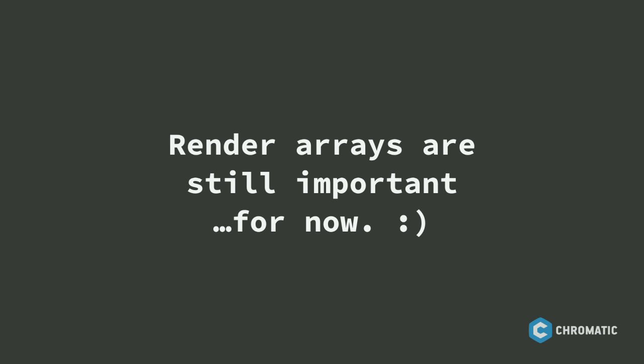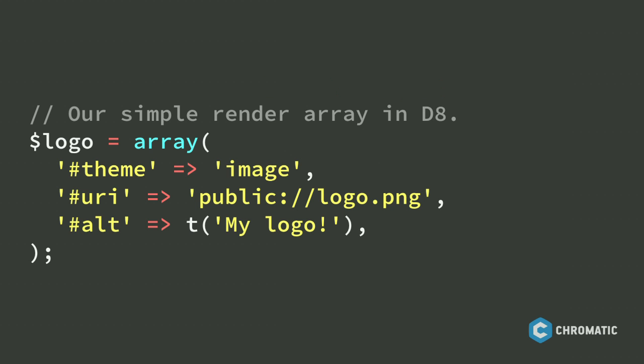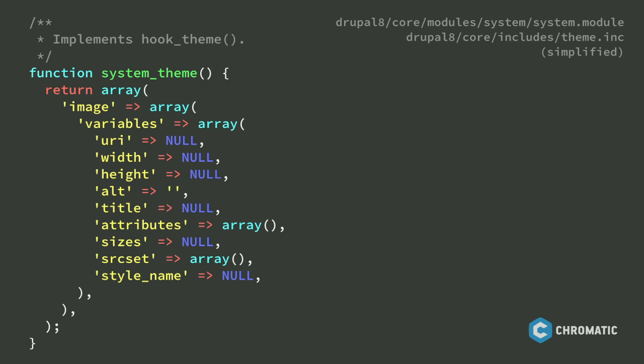Render arrays will still play an important role in Drupal 8 for years to come until they're replaced. And that wraps up what I've got for you on render arrays. Once again, I like to not repeat my code, but repeat what I say. So for a quick recap, this is what our render array looks like. We've talked about how they work, where the theme key says what theme hook we want to use, and the rest are the variables, or if we're using cache or attach, those kinds of things too. That theme hook is initially defined by hook_theme somewhere, and that includes what variables we can use.